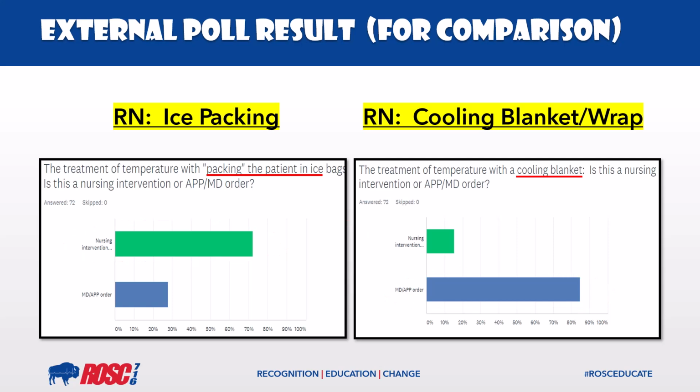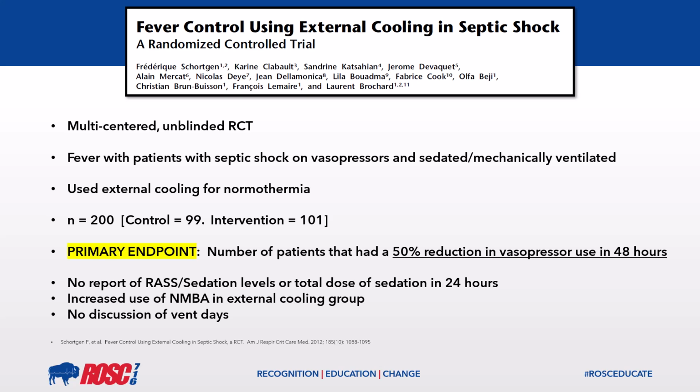I would argue that the concern should be on both sides, ice packing and cooling blankets and wraps, and a provider should be involved with all these decisions. So let's look at some literature that specifically looks at active external cooling. This paper was from 2012. It was a French-derived study, fever control using external cooling in septic shock. It was multi-centered, unblinded, which is kind of hard to avoid with external cooling techniques, and randomized and controlled.